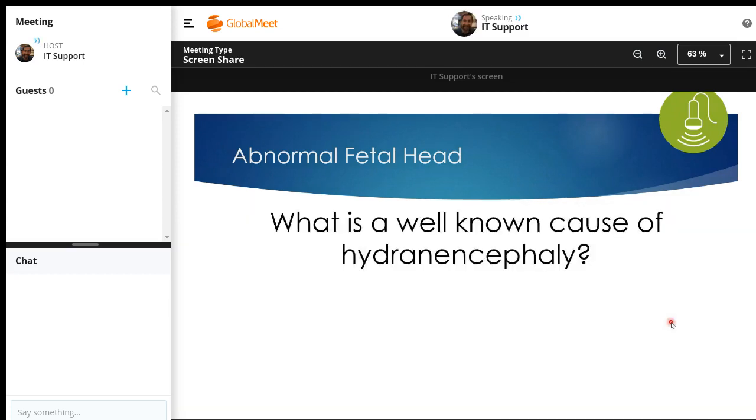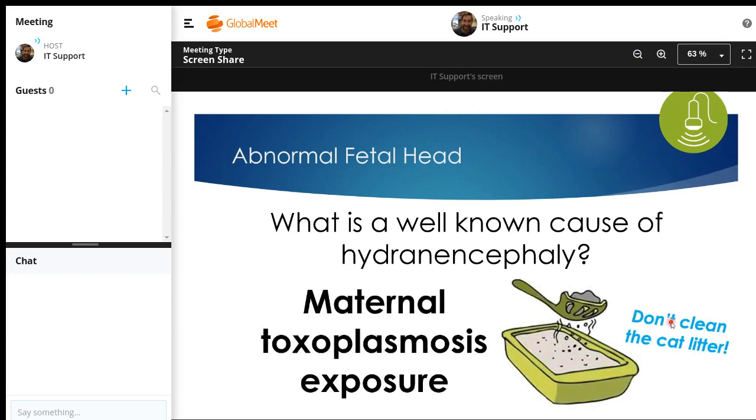So there is one well-known cause of hydranencephaly that we've talked about before in a different class. I don't know if you guys remember. Hydranencephaly is usually a third trimester finding, which is unusual. A lot of stuff starts in development and continues on, but this is a brain that turns abnormal. So maternal toxoplasmosis exposure is a well-known cause of hydranencephaly, that replacement of the brain by fluid.